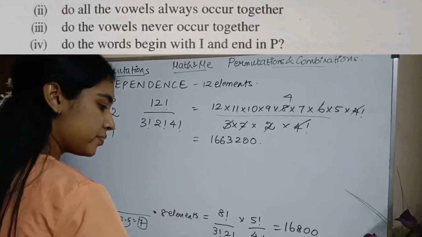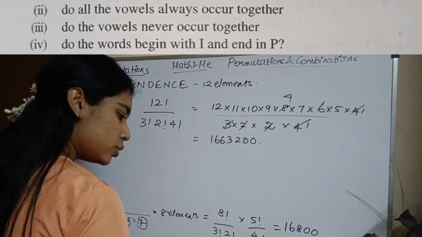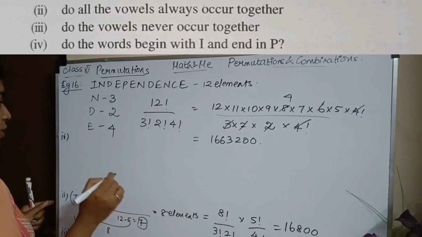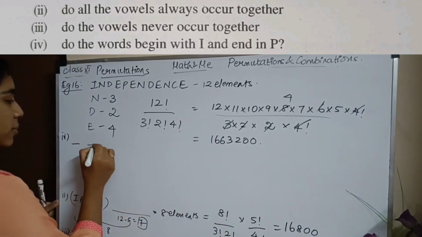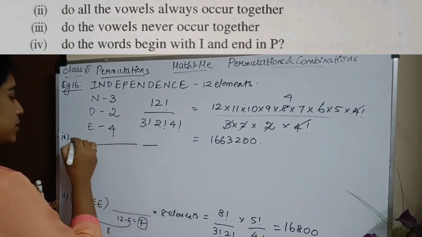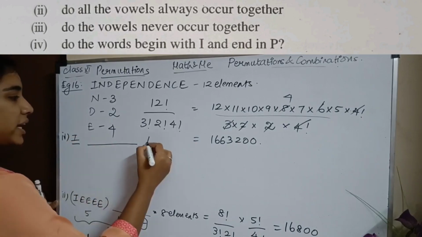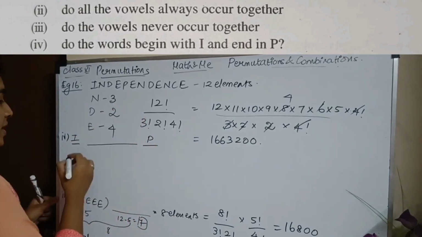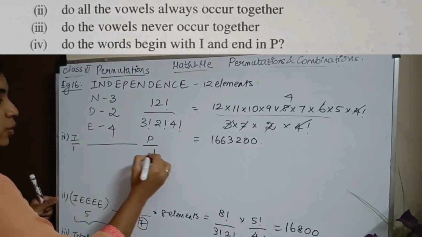Fourth subsection, do the words begin with I and end with P? So there is the beginning, then letters in the middle, and end with P. So I have the first letter to be I and the last letter to be P. So I only have one option for this and one option for this.